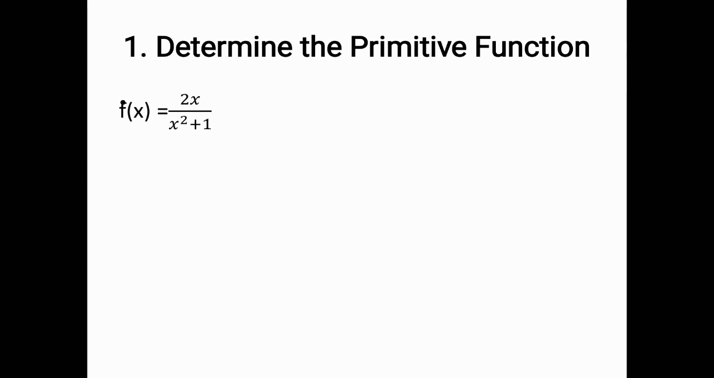In question 1, they have asked to determine the primitive function. When you say primitive, it is the same as what you call the antiderivative function. We have the integrand function f of x equal to 2x over x squared plus 1. We have to imagine which function was already differentiated to get this integrand function.